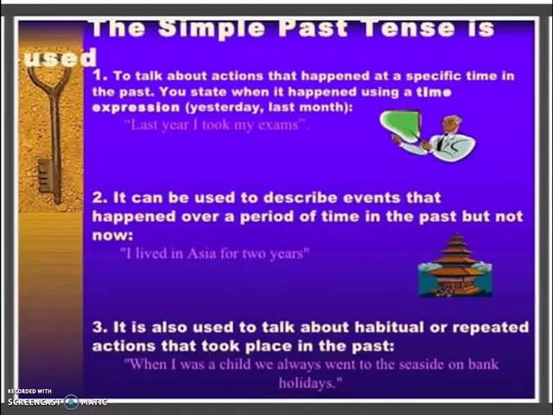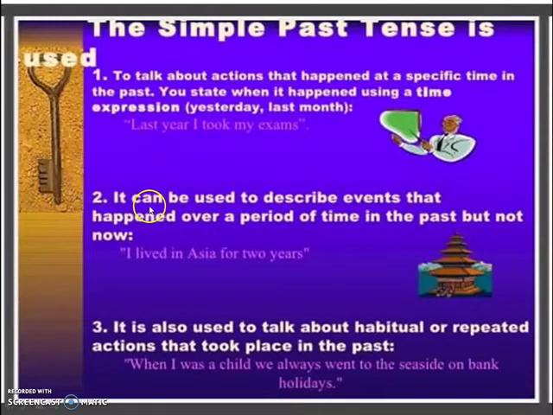Now, let's talk about the usage of the simple past tense. Why do we use simple past tense? We use it to talk about actions that happened at a specific time in the past. You state when it happened using a time expression like yesterday and last month. For example, last year I took my exams. We can't say last year I take my exams because we have the time expression last year.